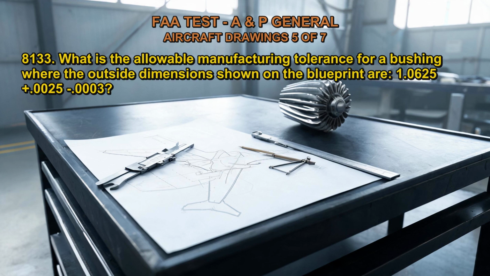8133. What is the allowable manufacturing tolerance for a bushing where the outside dimensions shown on the blueprint are 1.0625 plus 0.002, minus 0.0003? A. 0.0028. B. 1.0650. C. 1.0647.